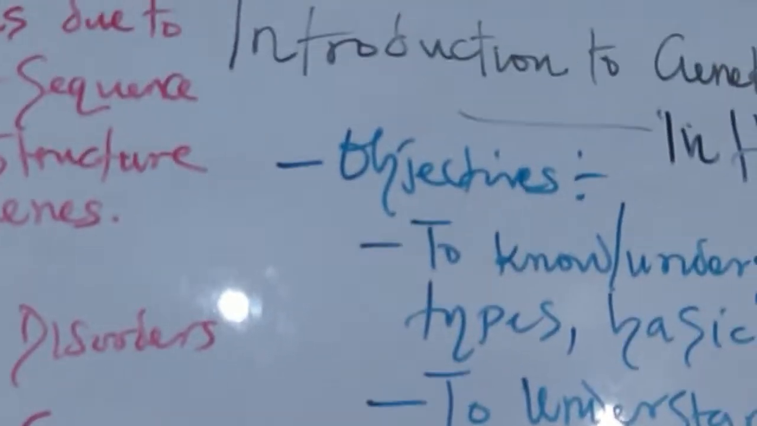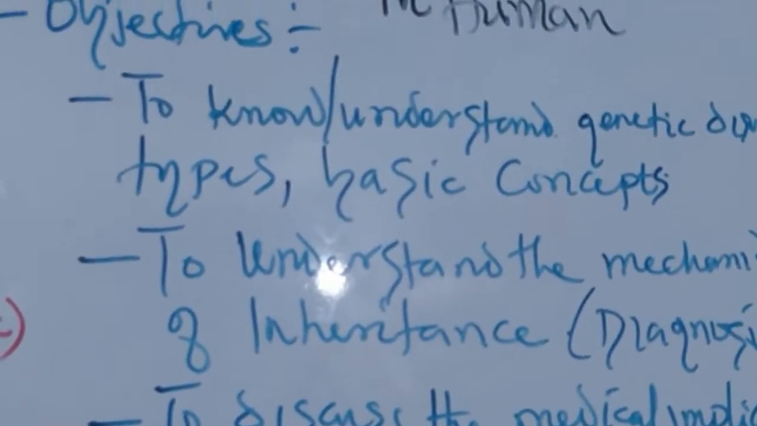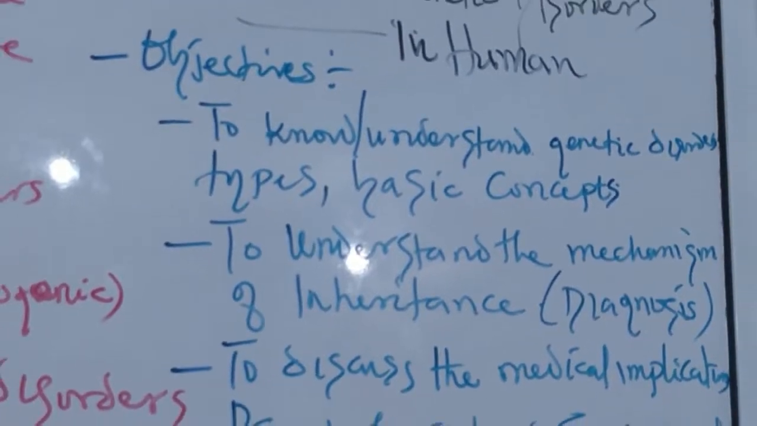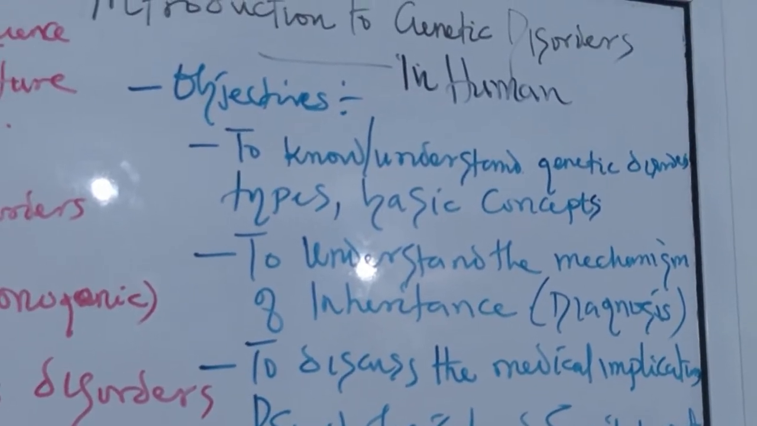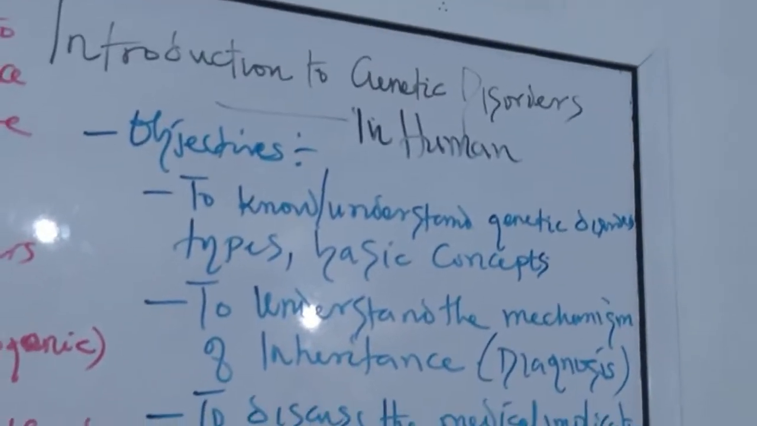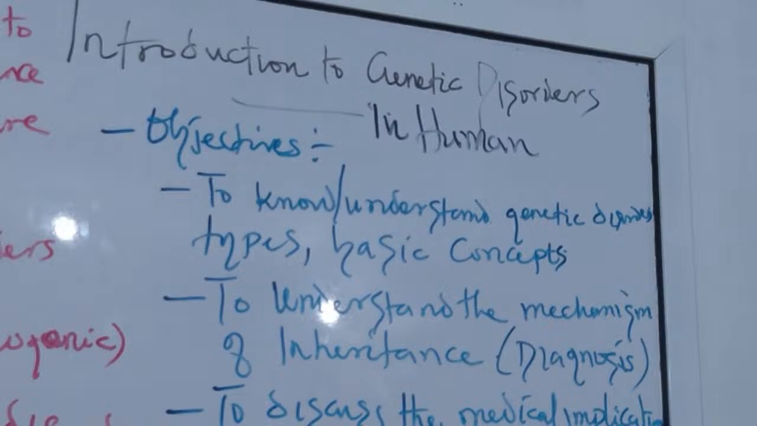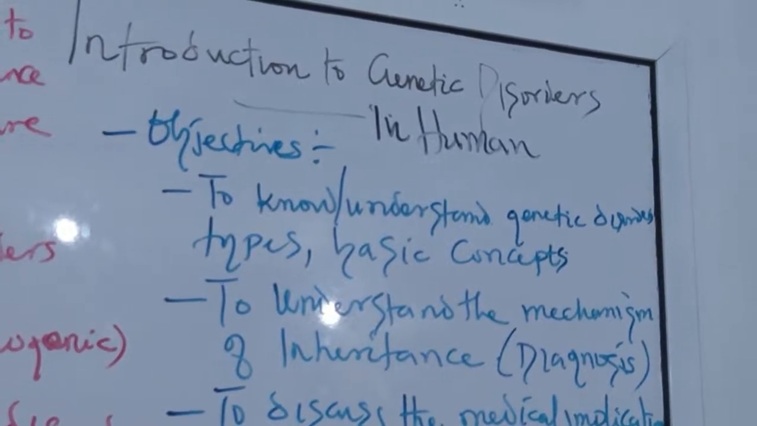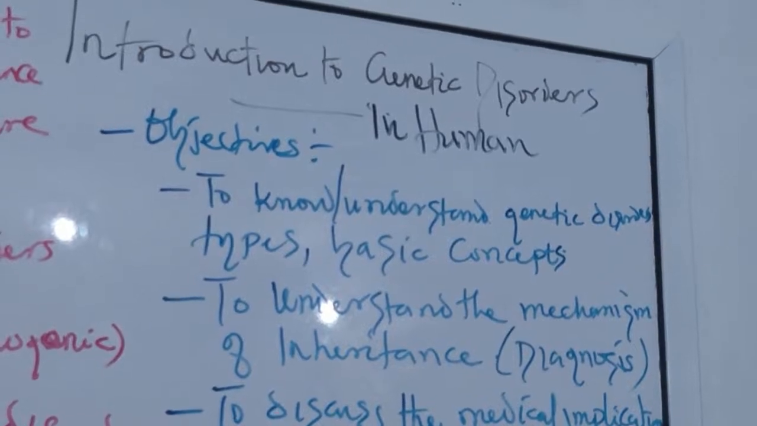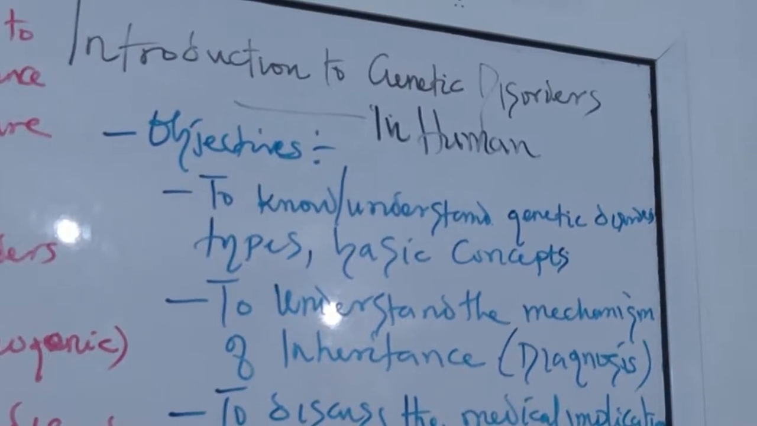So just like I said, the question is, why are we so interested in this kind of topic? Because there must be a reason. At the end of this lecture, we should be able to have understood. We must have been able to get ourselves exposed to the basic concepts, the different types of genetic disorder, and we should be able to know what genetic disorders are. What are they? That is the definition. That is objective one.